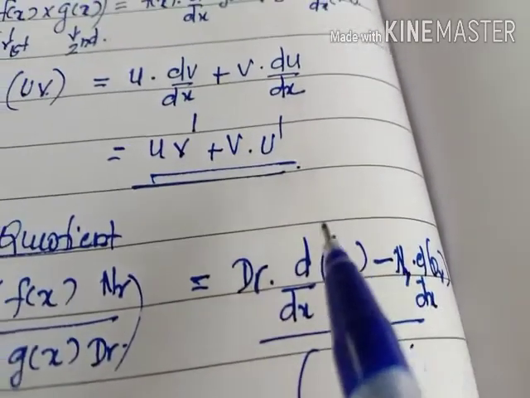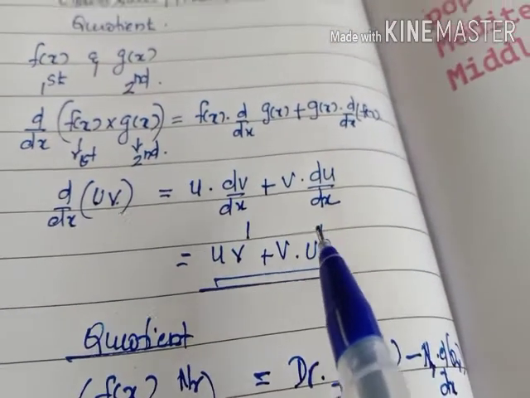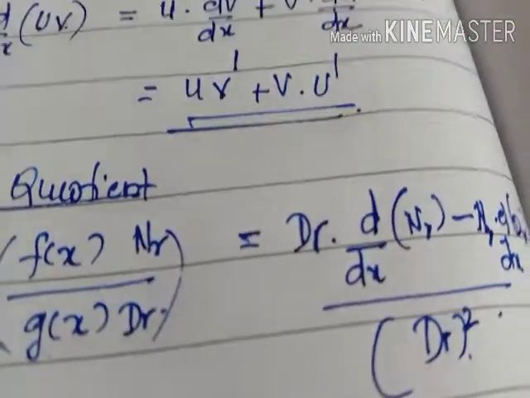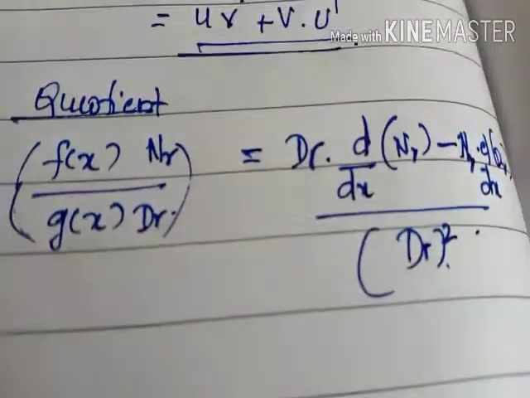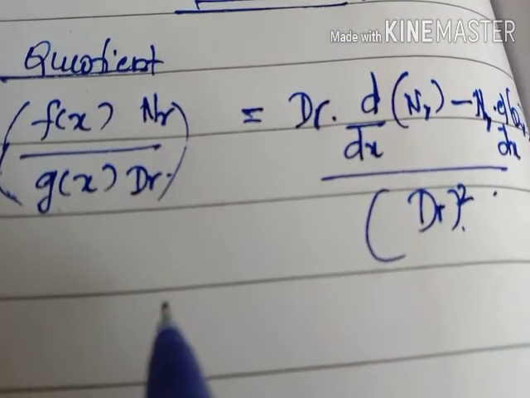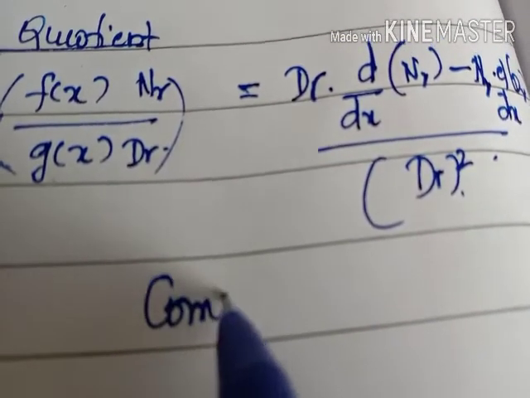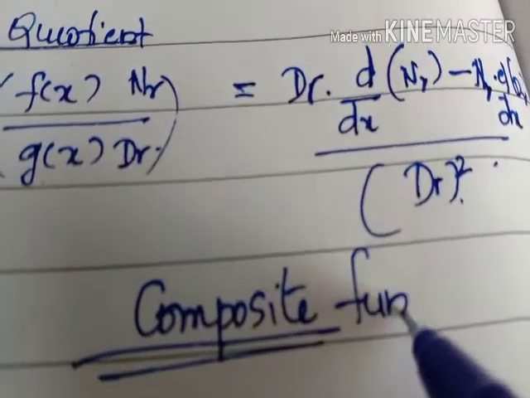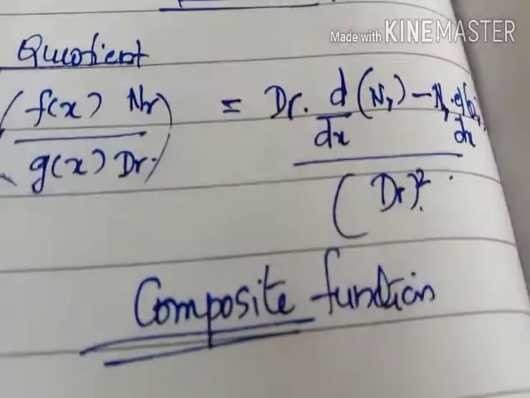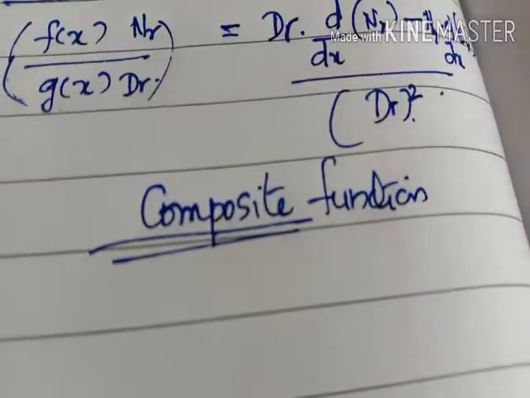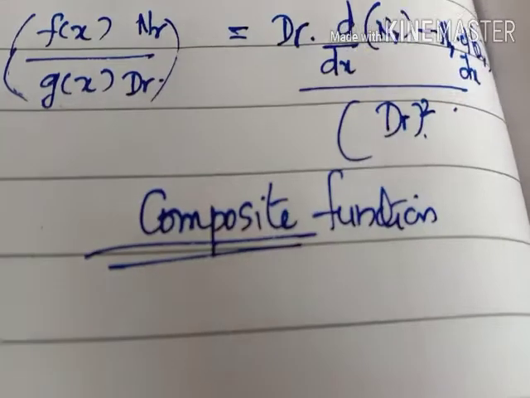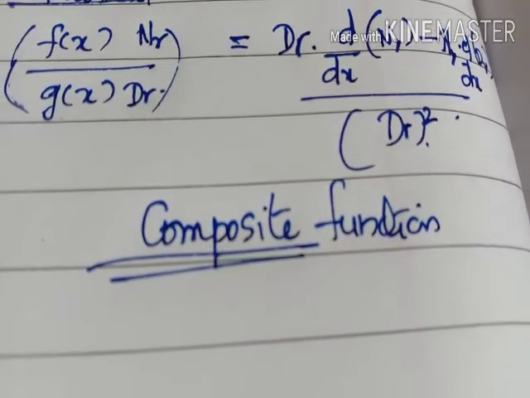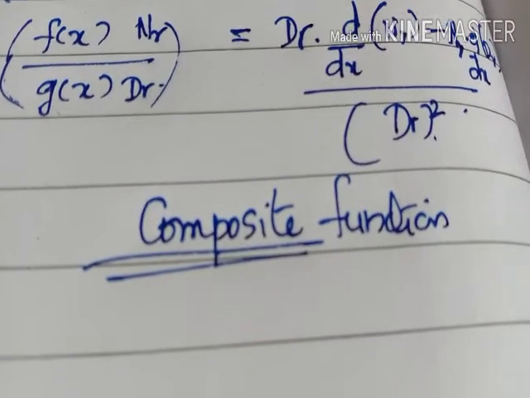So anyway, these are the basic concepts we already learned in class plus 1. Today we are going to discuss how to find the derivative, how to differentiate composite functions. Okay, this is the first topic, composite functions. Composite function means function of a function. Is that clear? Let's see how to find the derivative of such functions using this concept.